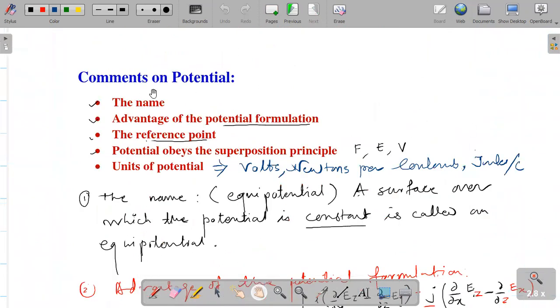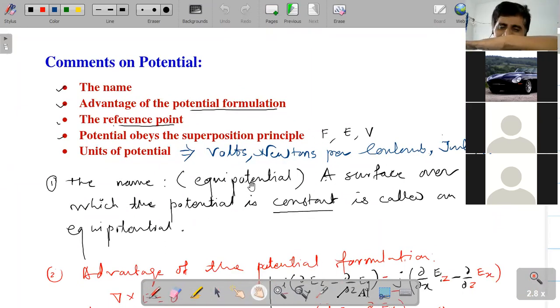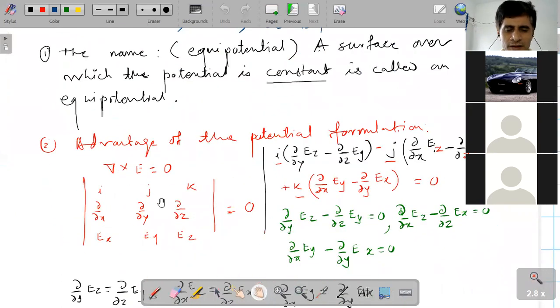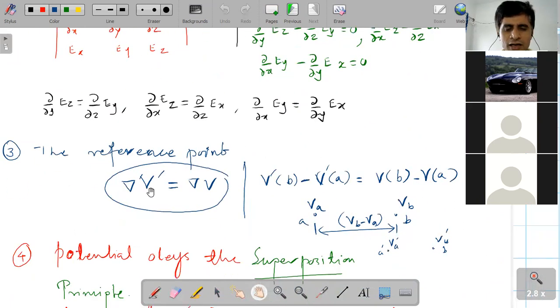And the last part is comments on potential. You can write using these points: the name, advantage of potential formulation, reference point, superposition principle, and units of potential. In case of name, only explain the equipotential, meaning a surface with constant potential. Next point is potential formulation. In this case, only write the curl of E, then use the property of determinant and show these 3 points. Then for reference point, only write gradient V dash equal to gradient V. Don't write any explanation.